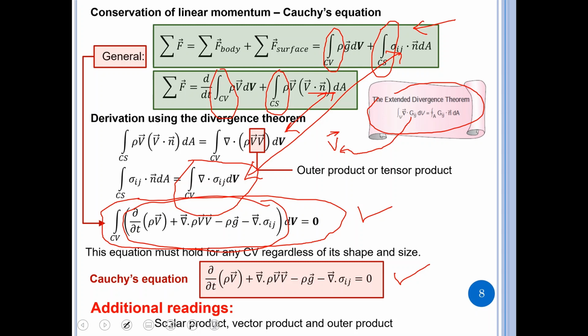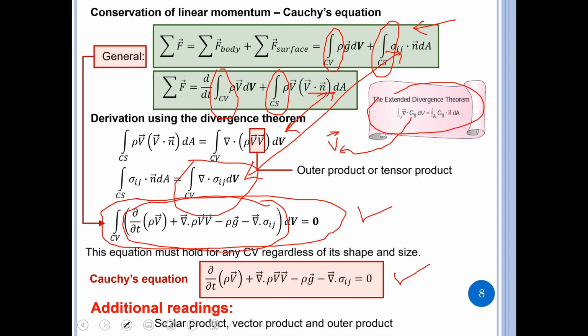I hope now you understand how to derive the Cauchy's equation using divergence theorem. So if I ask you during the exam to derive it, you have to first derive the two equations which are highlighted in green, and then apply the divergence theorem to find the Cauchy's equation.